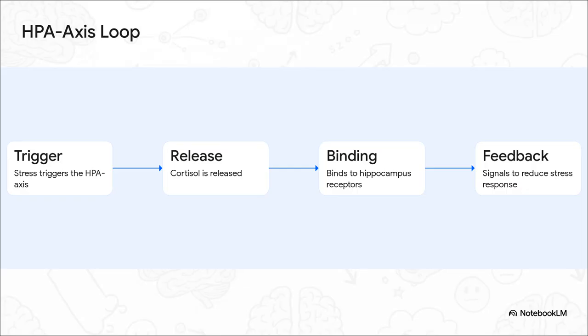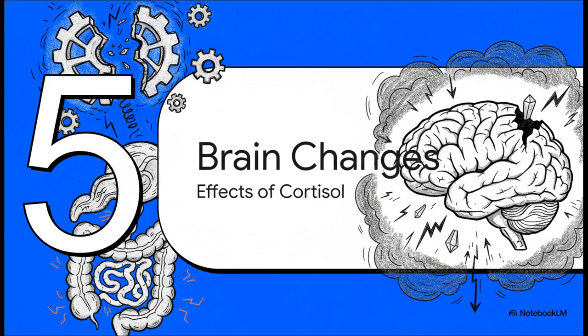Let's map out this biological sequence and see how it builds. Normally, stress triggers the alarm in the HPA axis. Cortisol is released. That cortisol travels to the brain and binds to glucocorticoid receptors in the hippocampus. The hippocampus then says, okay, message received, we're safe, and signals the hypothalamus to shut the alarm off. It's a brilliant negative feedback loop, but the problem is chronic stress completely breaks this loop down. And that brings us to our final section: how cortisol changes the brain.